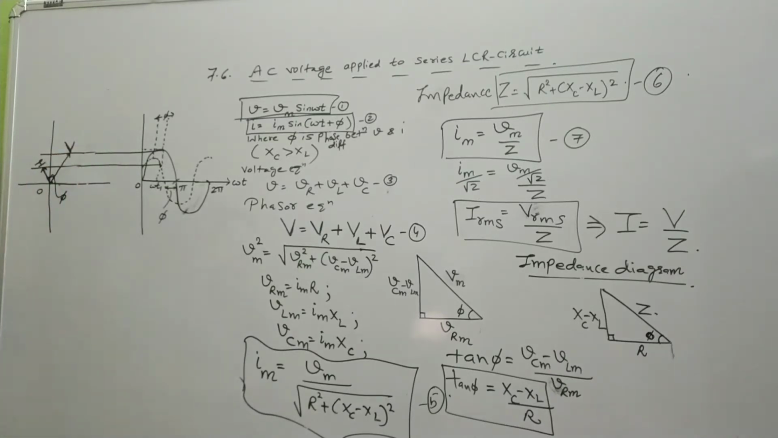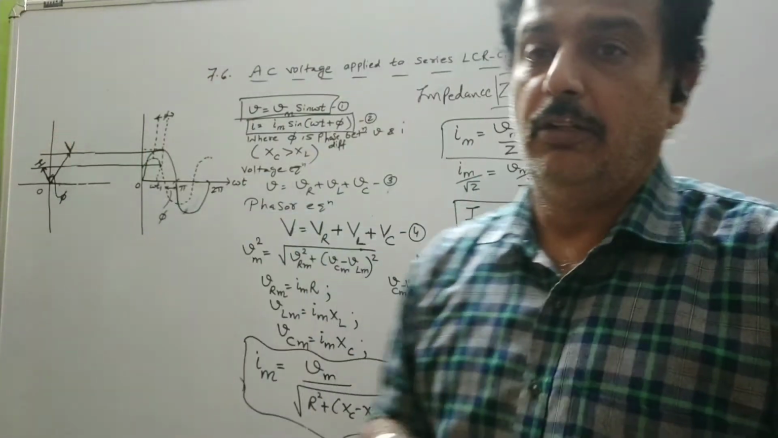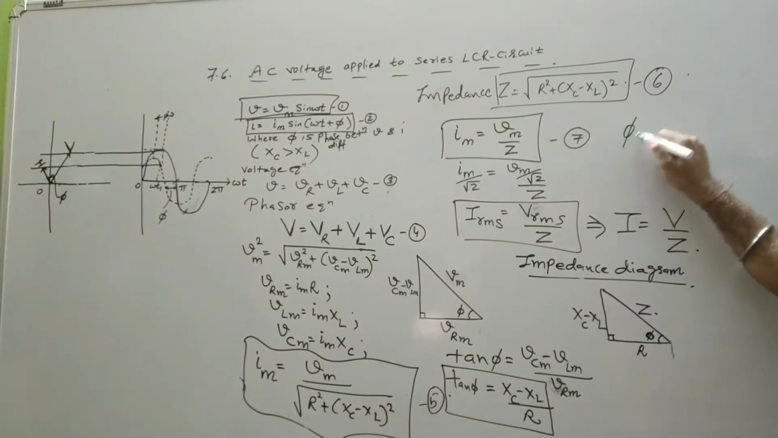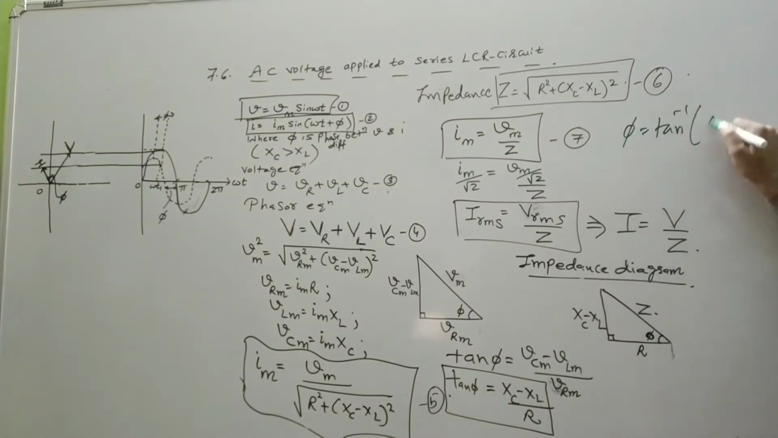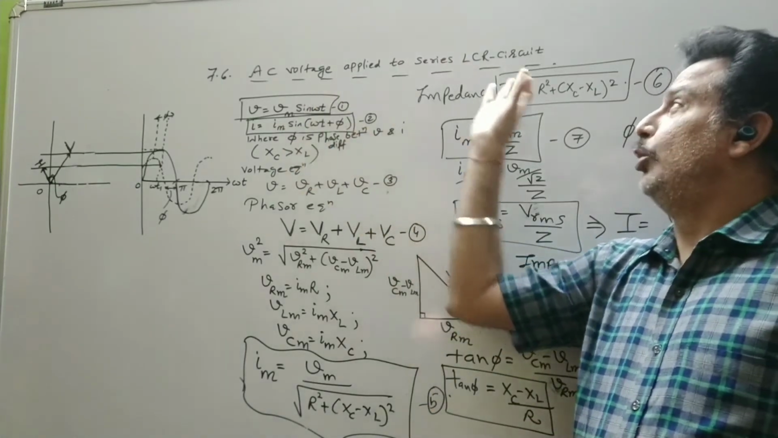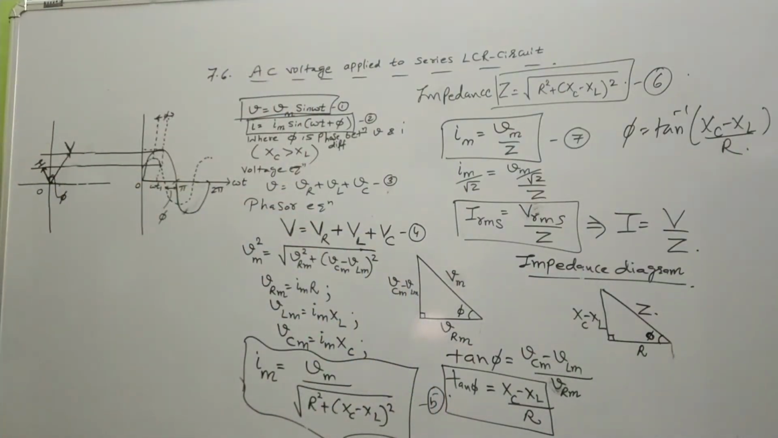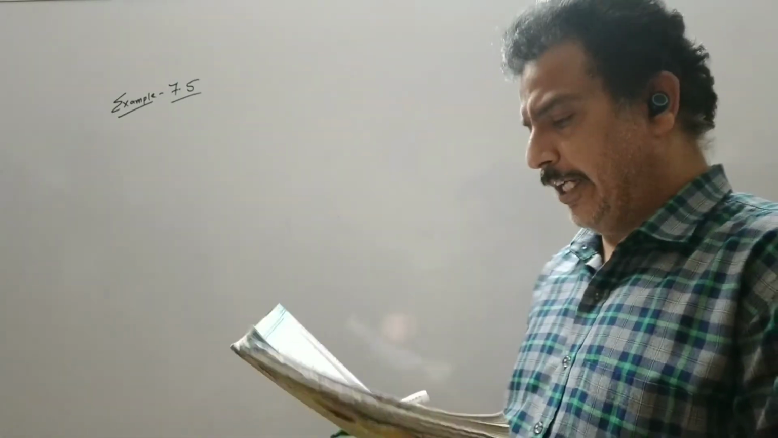Here current is leading the voltage by the phase difference, and when doing the numerical, the phase difference phi is equal to tan inverse of (XC minus XL) upon R. This is how we find out the phase difference between V and I for an AC voltage applied to an LCR series circuit. Now let us see example number 5.